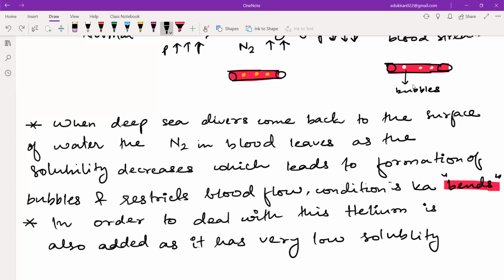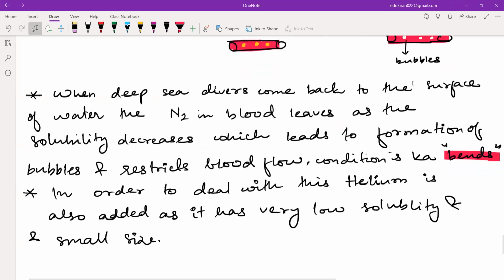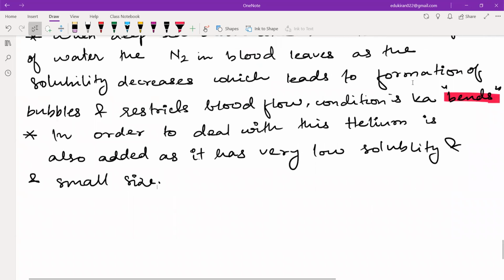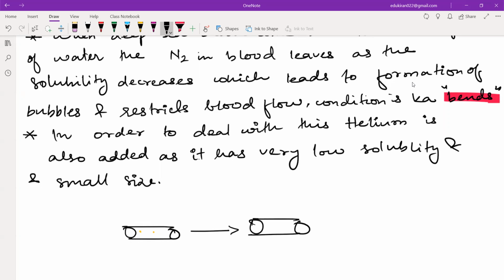and also one more reason is that helium is small size. Very low solubility and small size. Low solubility means that even if you are at a very high pressure, it is not going to get dissolved, and even if it gets dissolved, it is having a very small size, right? When you come back, you will be forming some bubbles, but these bubbles will be very small. So that is why helium is used.